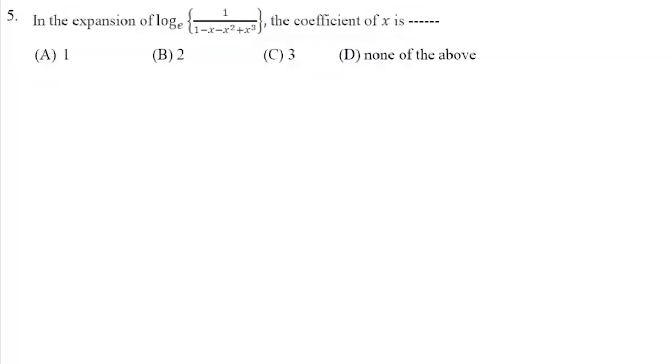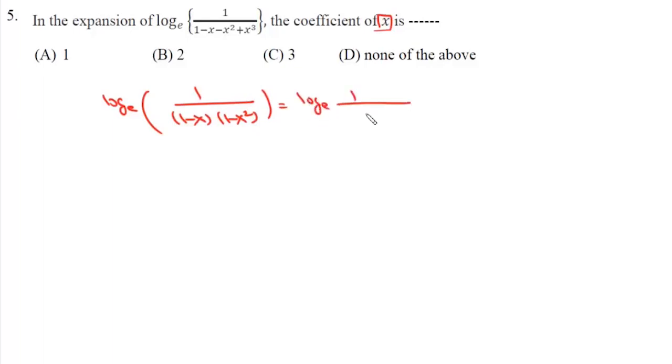Now the fifth question is in the expansion of log of 1 upon 1 minus x square plus x cube, we need to find the coefficient of x. Now we can write this as log to the base e of 1 upon (1 - x) into (1 - x^2). Now we can also write this as 1 upon (1 - x)^2 into (1 + x). So it will be minus 2 log(1 - x) and then minus log(1 + x).